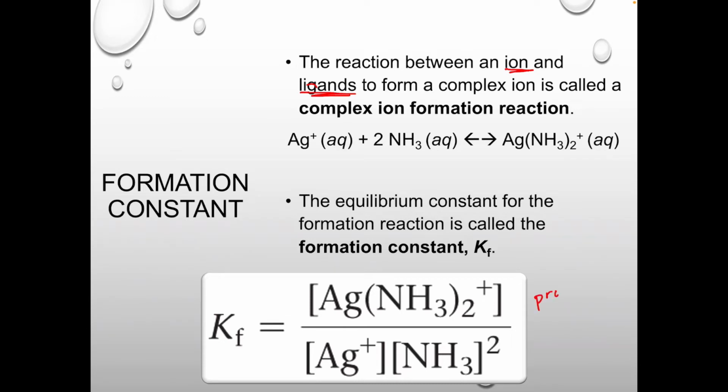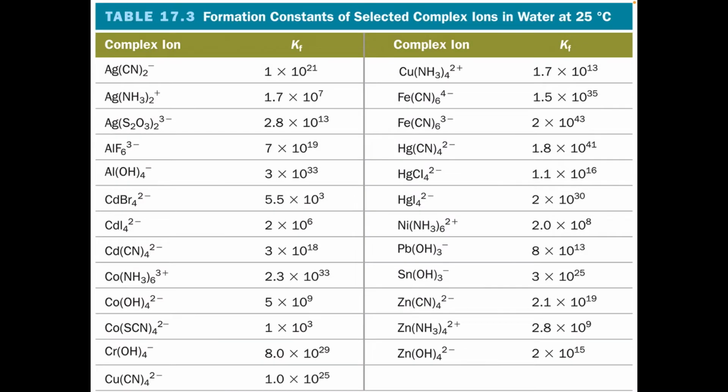It's always going to be products over reactants, and they're always going to be raised to the power of the coefficients. So here we've got our complex ion on the top, we've got silver on the bottom, we have ammonia on the bottom as well, and it's been squared because our coefficient is 2 there. So the rules all stay the same. And again, don't include any solids, don't include any liquids. All of the rules are exactly the same for this formation constant. Now we've just learned how to write it for a complex ion.